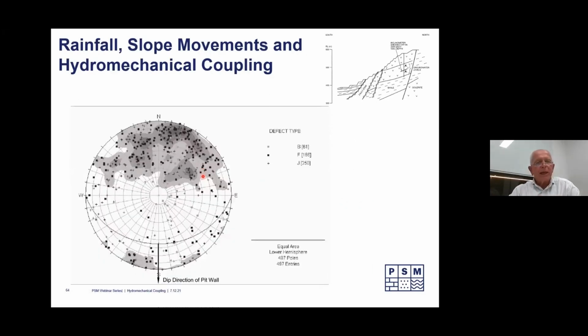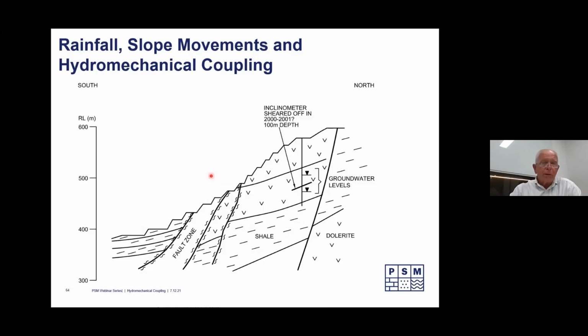Now let's look at another example here where we've got, again, a whole lot of structure dipping out of a slope. Sorry, it looks like this. A volcanic over a shale, dipping this way with a very major fault zone at the bottom. So geotechnically, it's pretty bad.